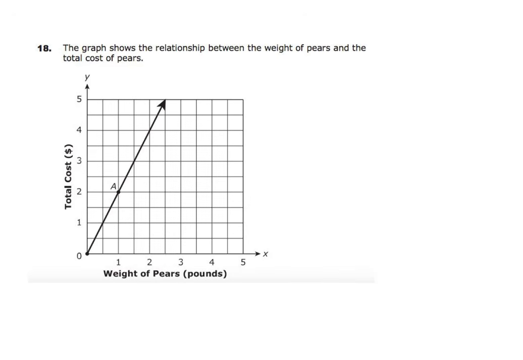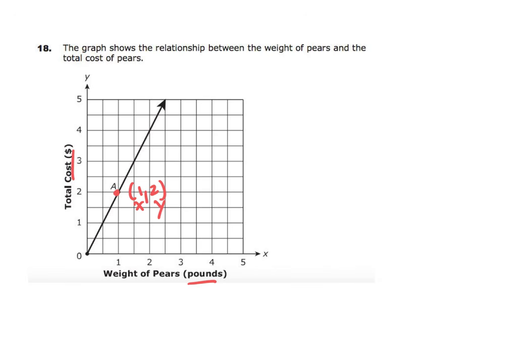The graph shows the relationship between the weight of pears and the total cost of pears. I'm also going to keep the slide on this slide and read the question to you. It says, what does point A on the graph represent? So looking at point A, here's point A right here, and it is 1, 2. So remember, my X means the weight of the pears in pounds, and my Y is the cost.